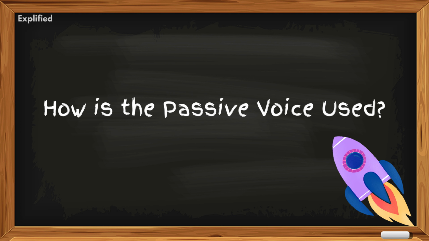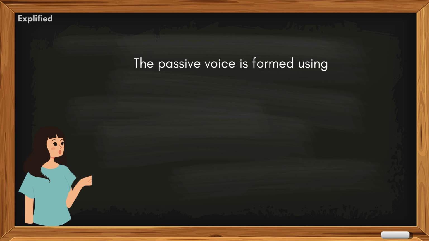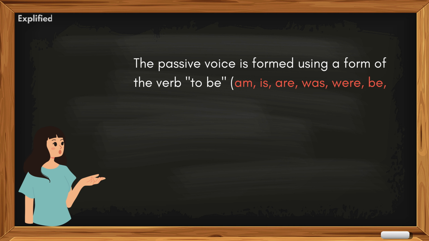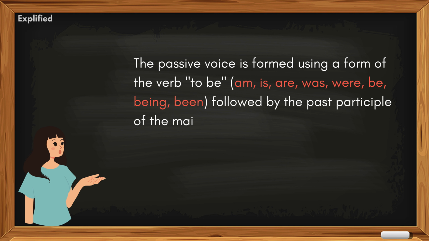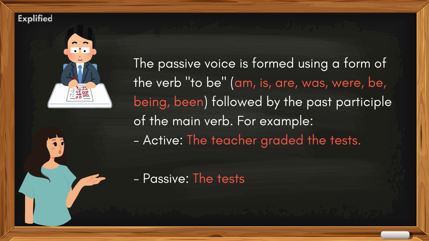How is the passive voice used? The passive voice is formed using a form of the verb to be: am, is, are, was, were, be, being, been, followed by the past participle of the main verb. For example, active: the teacher graded the tests. Passive: the tests were graded by the teacher.